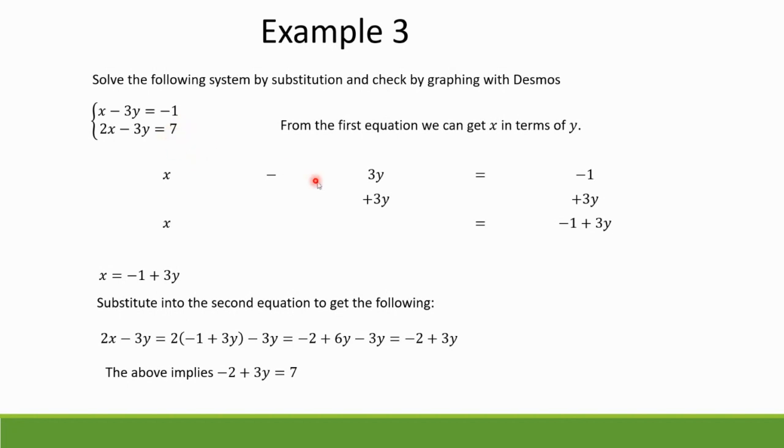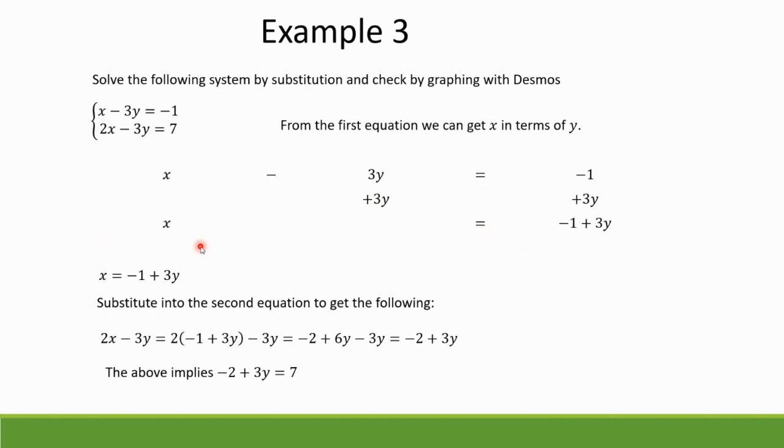So what did we do? From the first equation, we add 3y to both sides, and we get x equals -1 plus 3y. So x equals -1 plus 3y, okay?